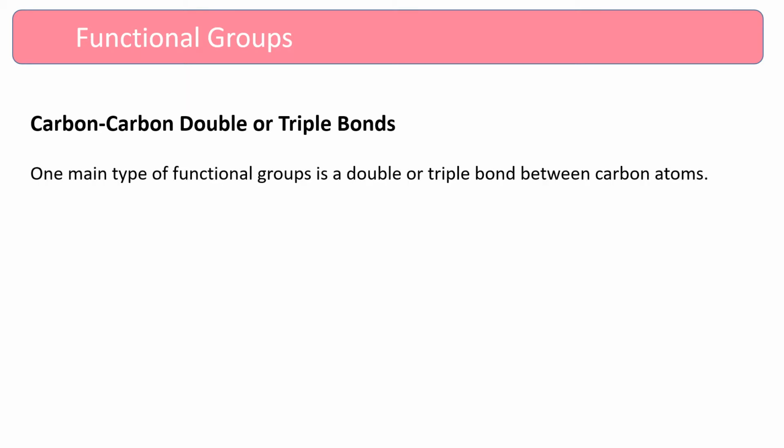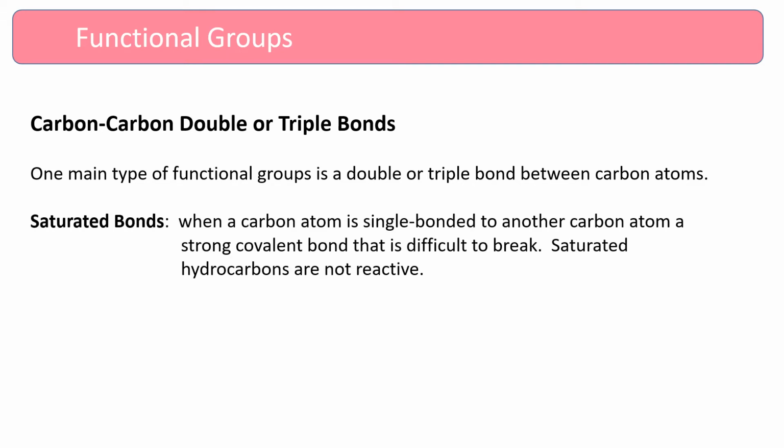One main type of functional group is the double or triple bond between carbon atoms. A saturated bond in an organic compound is when a carbon atom is single bonded to another carbon atom such that a strong covalent bond makes it difficult to break. So when all the carbon atoms are joined by single bonds, they are very unreactive because there's no place to add additional atoms.